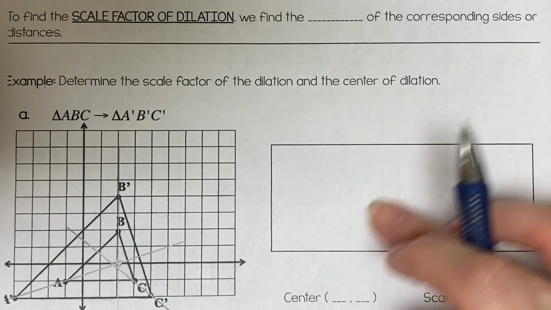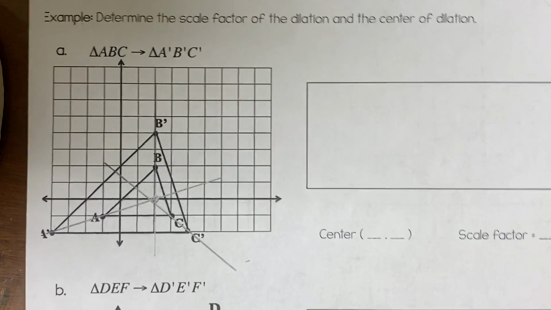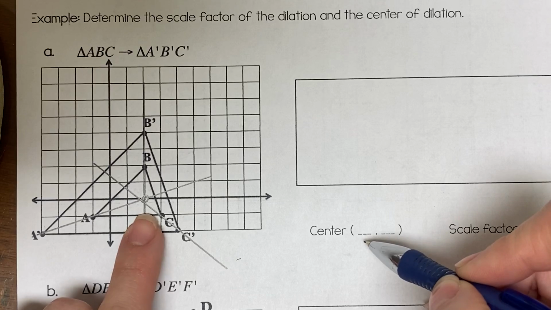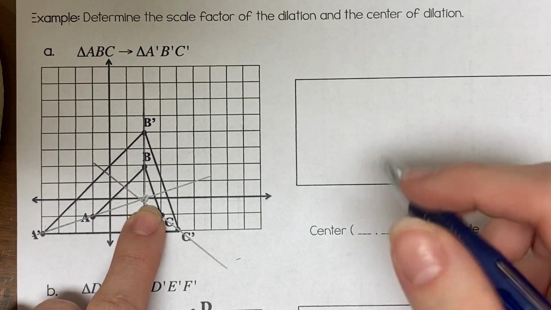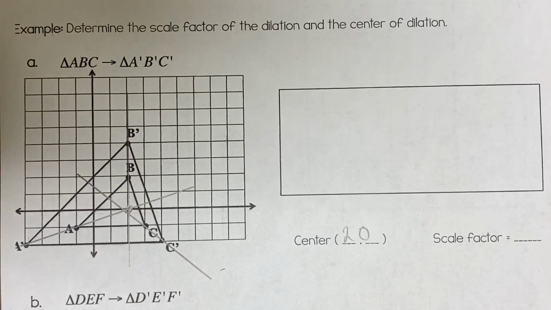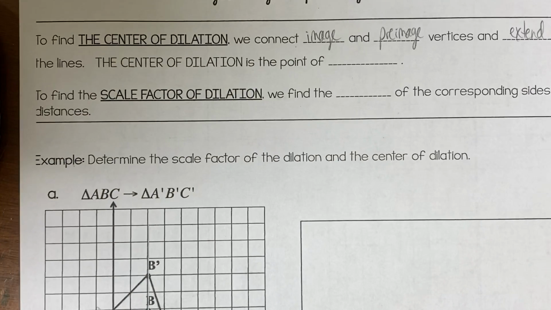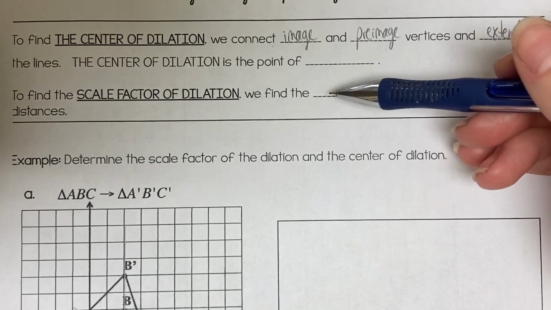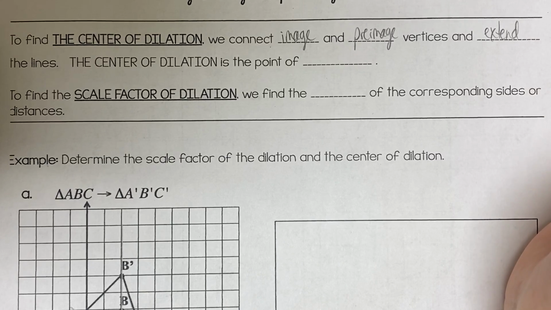The box here is just for workspace if needed. So my center is (2, 0). And then I also need to find the scale factor. To find the scale factor of dilation, we find the ratio of corresponding sides.